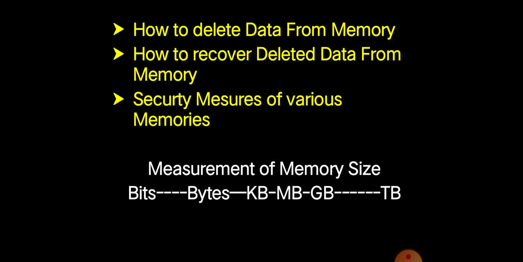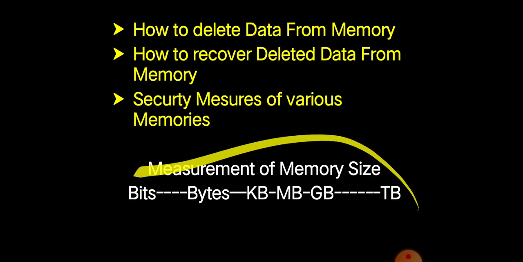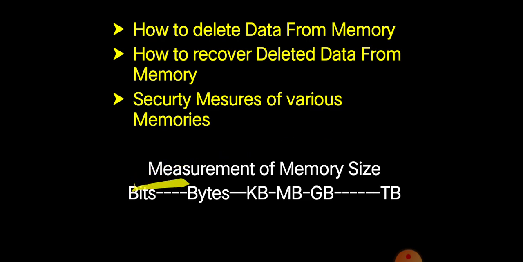Then we discussed about how to delete data from memory, either from primary or from secondary, and how to recover the deleted data. Then we discussed about the security measures of various memories. The main thing you need to understand in this one is measurement of memory size. How we can measure the memory size?